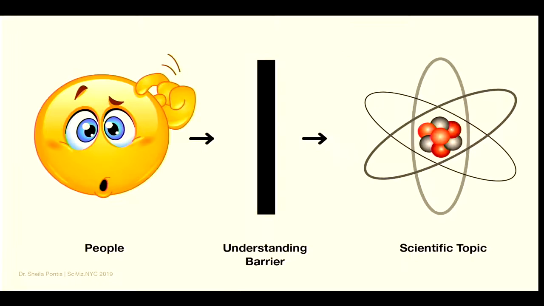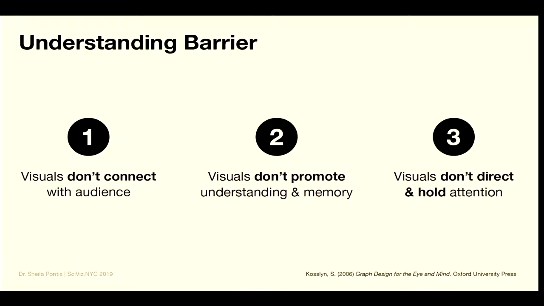So this is one of the biggest barriers between people and science. I'm not saying that scientific content is not complex to understand, but most of the time it's not the content per se, but how the content is communicated. Many times scientific visualizations are very cryptic and very abstract, and that generates an understanding barrier between people and the content. This happens because visuals, when they are ineffective, don't connect with the audience. They are too abstract, so people cannot relate to them.